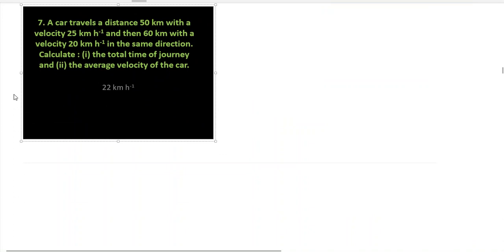Okay, next, a car travels a distance of 50 kilometer with a velocity of 25 kilometer per hour, and then 60 kilometer with a velocity of 20 kilometer per hour in the same direction. Calculate the total time of journey and the average velocity of the car. Case 1. Nice questions, right? Some people have got similar doubts, so please check these questions in the method. You will understand how to solve these questions.